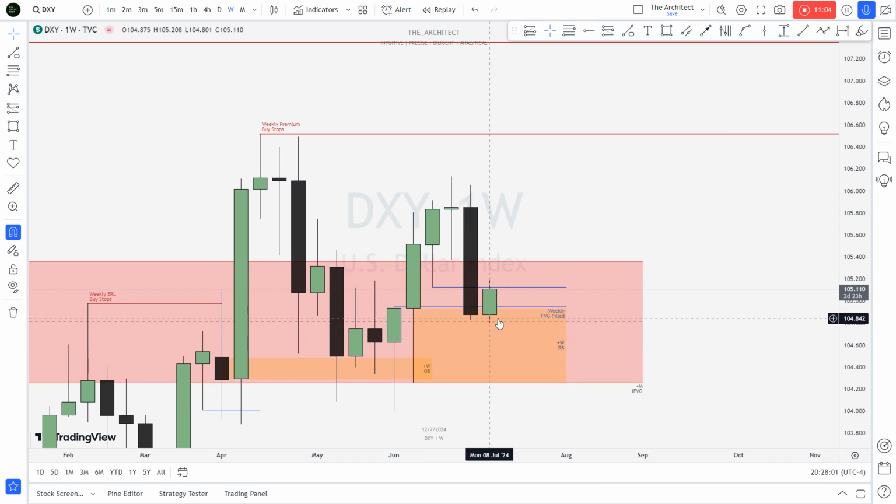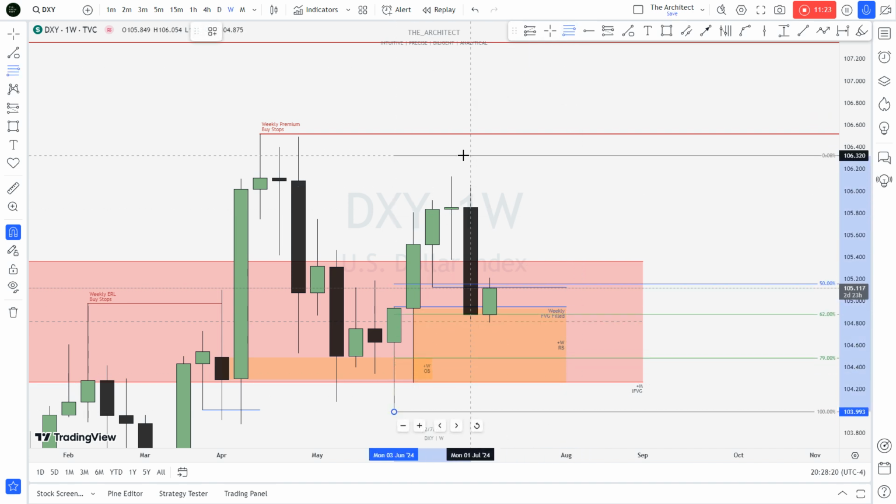Another thing that's giving us confluence for us having to see price push towards the upside is this fair value gap over here. Price filled it, in fact disrespected it, but now we start to see price starting to trade into it, right? Giving us an indication that we may see price continue higher.